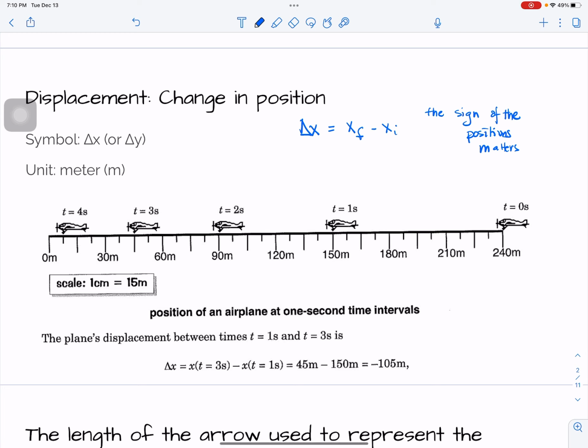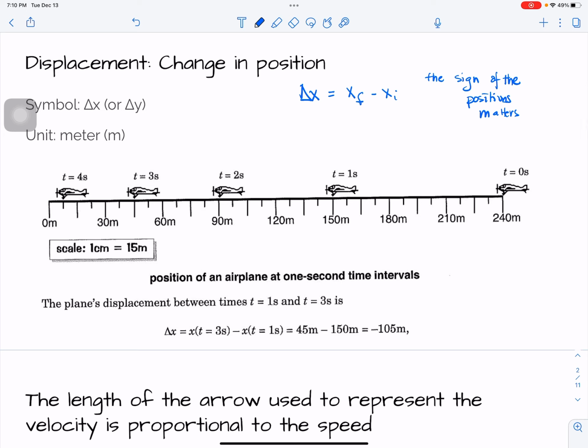So let's do an example from the book. This is actually from your reading. Hopefully you were able to successfully figure this out, but if not, I wanted to talk to you about it. So I want to figure out the displacement between times 1 second and 3 seconds. The way you might think about notating that is the displacement from 1 to 3. And so this is going to be the position at 3 seconds minus the position at 1 second.